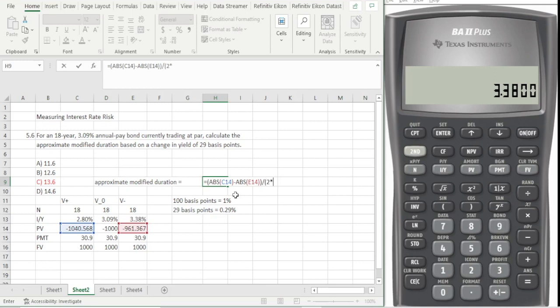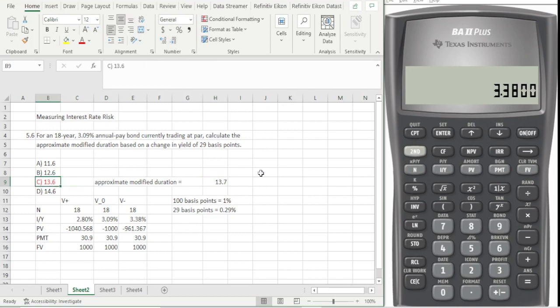2 times absolute value of this times what? Change in yield, right? In this case, 0.0029. Okay? Enter. You will get 13.66 or 13.7. We good?